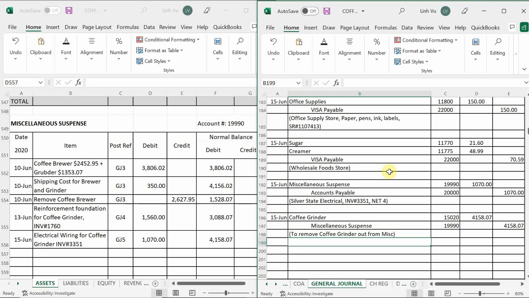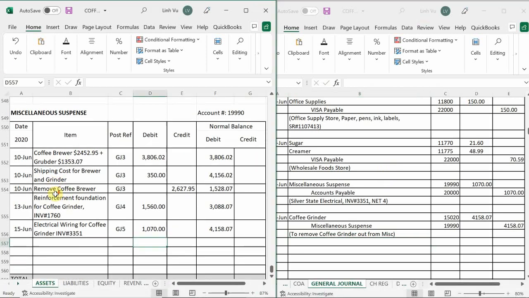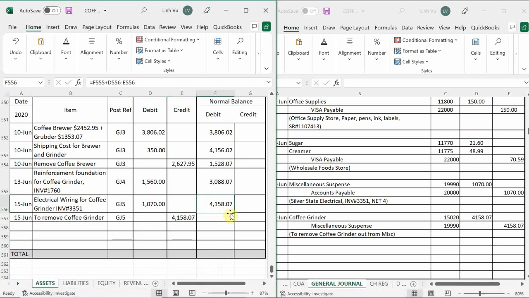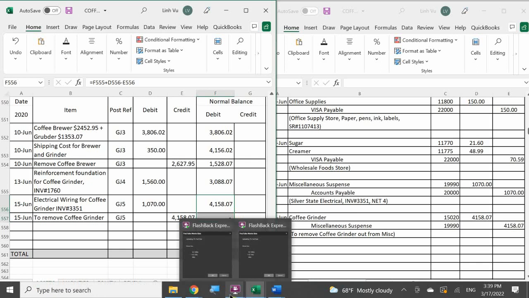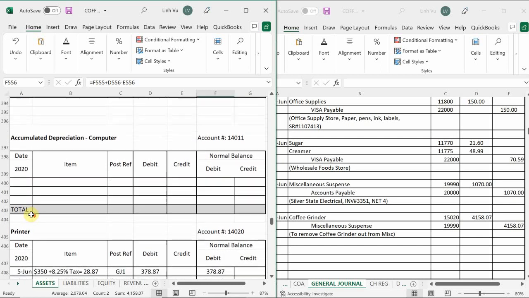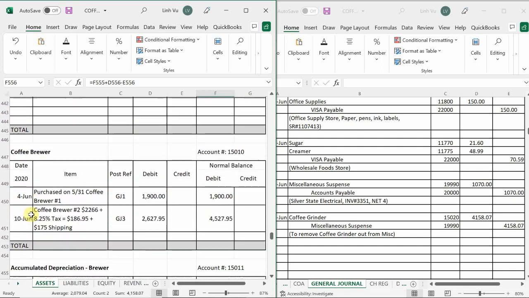So I already have my ledger here on the left. Since I'm already here, let's go ahead and remove it. Okay. Right, to remove the coffee grinder. Right, we're going to credit our account by $4,158.07 to leave my miscellaneous account at 0. Okay? And I'm going to go now move it into my coffee grinder. Oh, I went a little too high. And there you go, coffee grinder.